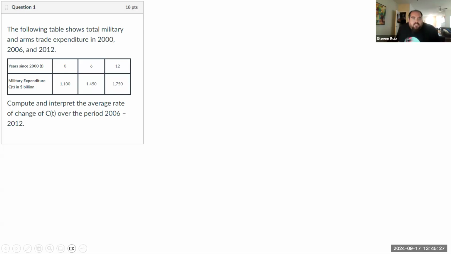All right, let's take a look at the questions from exam number one. So first question here, we have a table that shows military spending between 2000 and 2012. And we're asked to, first of all, find the average rate of change between the years 2006 and 2012. So how do we calculate average rate of change? This is essentially no different than our slope calculation.